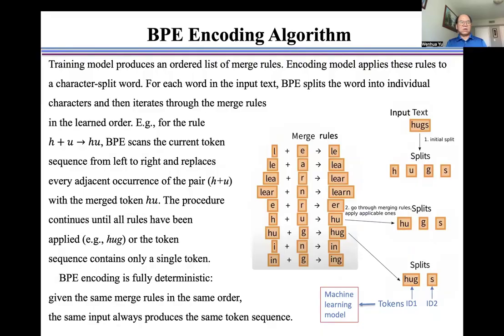The encoding model applies these rules to a character-split word. For each word in the input text, for example, as shown here, BPE splits the word into individual characters, and then iterates through the merge rules in the learned order, as shown here. For example, for the rule H plus U, as shown here, BPE scans the current token sequence from left to right and replaces every adjacent occurrence of the pair H plus U with the merged token HU as shown here.